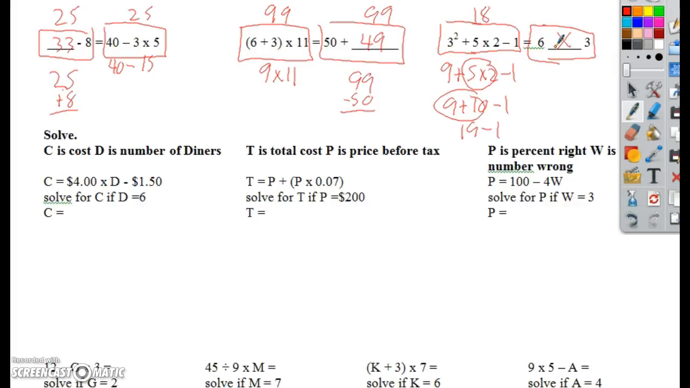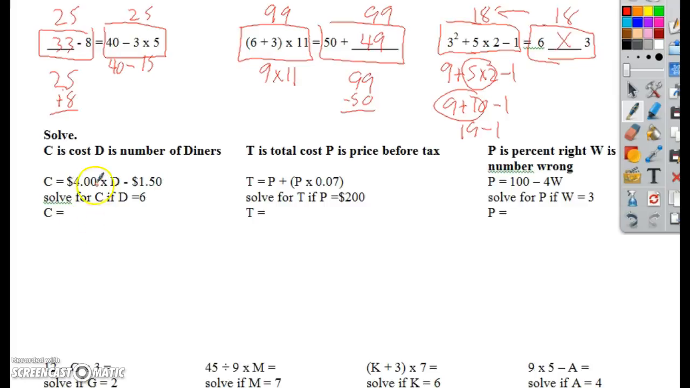By the way, if you're ever doing the boxes and you get to where there is no way it can make the number you have up there, it probably means you made a mistake while you were doing that part. Solve. C is the cost. D is the number of diners. So it looks like C equals $4 times D minus $1.50. Oh, it looks like they're giving them some kind of coupon.